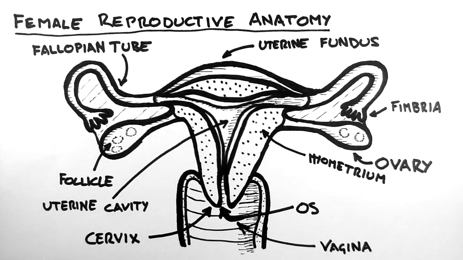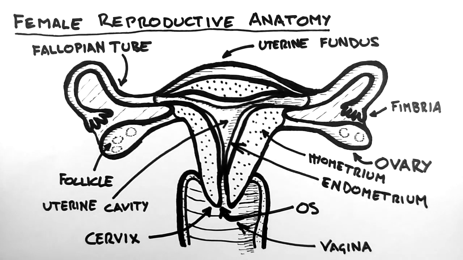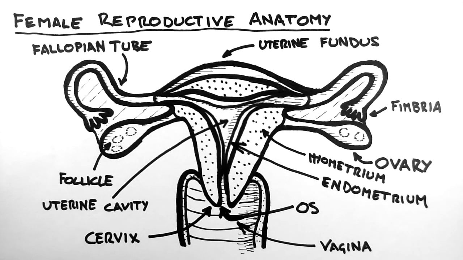And lining the walls of the uterine cavity is the endometrium. The endometrium provides a surface for the implantation of the egg, which will be nurtured by the endometrium until the subsequent development of the placenta. The endometrium is also the tissue that gets sloughed off and renewed during menstruation.